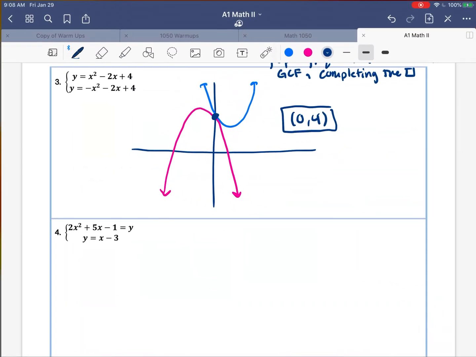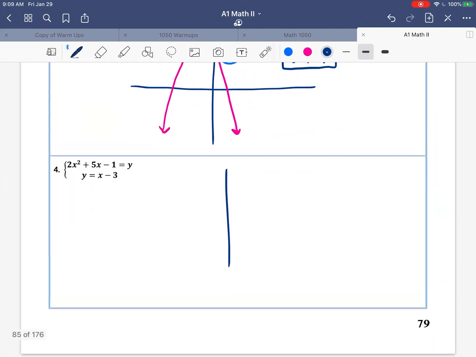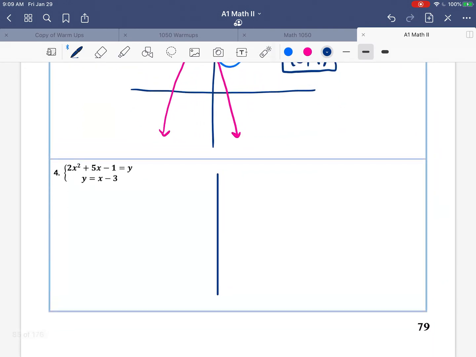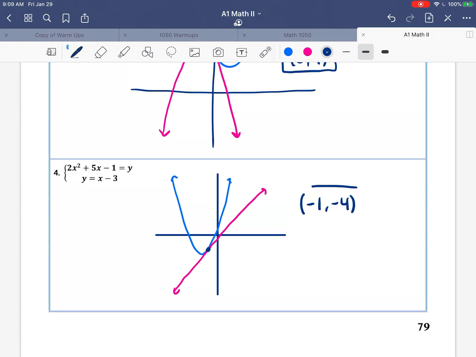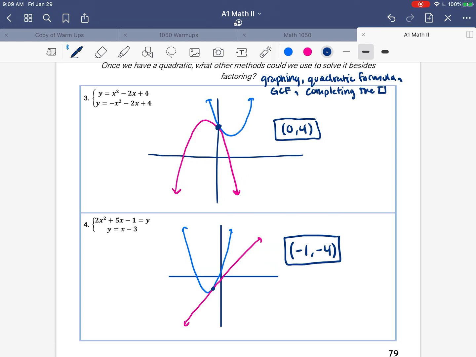I'm going to draw that graph really quickly. And it looked like this with a line that went like this, and their solution was here. It's not very to scale, but you know what I mean. -1 and -4 are our solution. There's only one again. Clearly there could be two if you have different functions, but these only happen to have one.